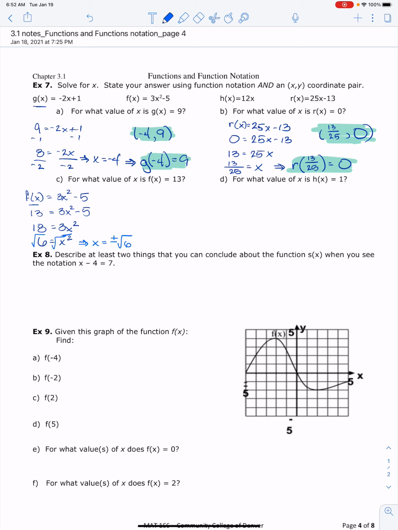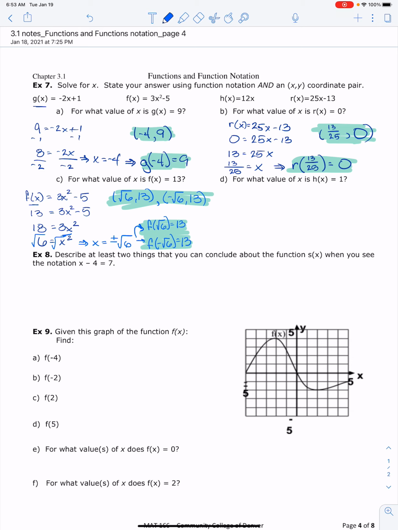That means I have two things that are happening here. F of square root of 6 equals 13, and f of negative square root of 6 equals 13. That also means that I get two ordered pairs. So I got root 6, 13 and negative root 6, 13. Whole lot going on in this one. Again, if I was talking too fast or if you've missed something, you can rewind, back that little blue dot up, and watch it again.